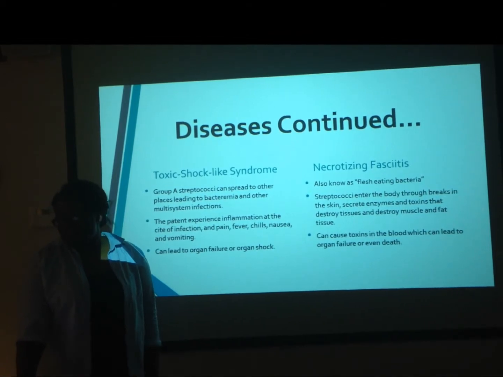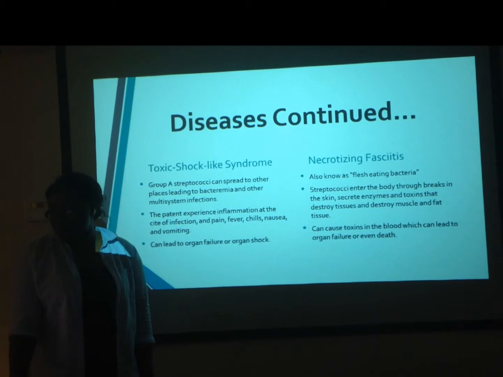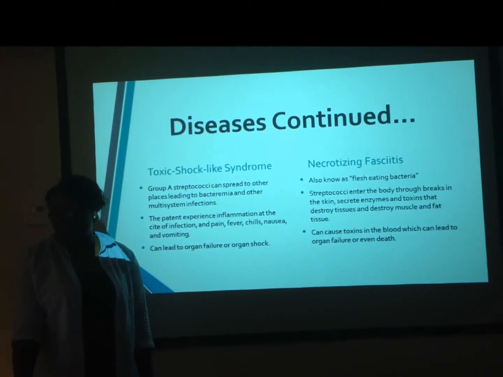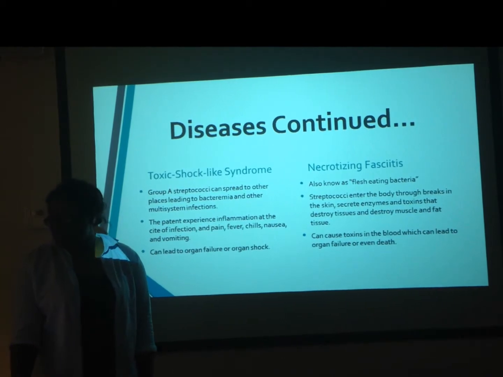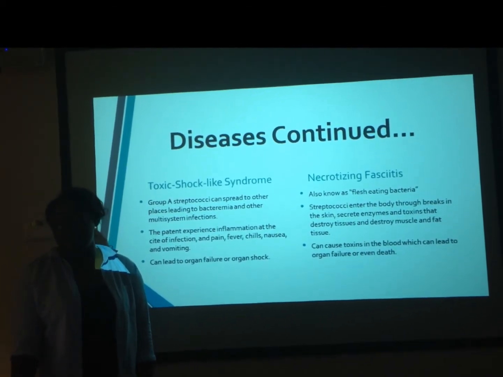Necrotizing fasciitis is also known as the flesh-eating bacteria. It enters the body through breaks in the skin and secretes enzymes and toxins that destroy tissues, muscles, and fat tissue. It can cause toxins to leak into the blood, which leads to organ failure or even death.